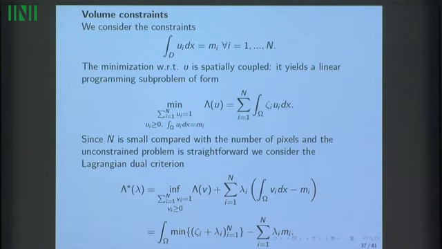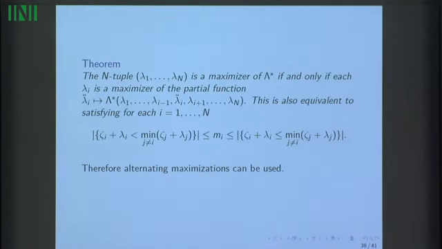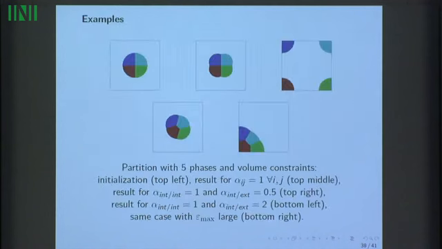I will skip this technical thing, but just to show you results. In case you have volume constraints on the phases, you can apply an algorithm which is quite efficient. Anyway, you obtain such results. So here I minimize the interface energy, and I want the volume of each phase not to change during the iterations. So this is what you obtain with the surface tensions all equal to 1.